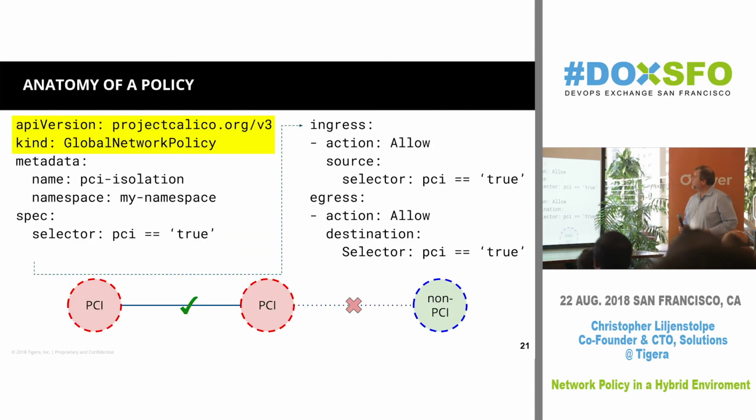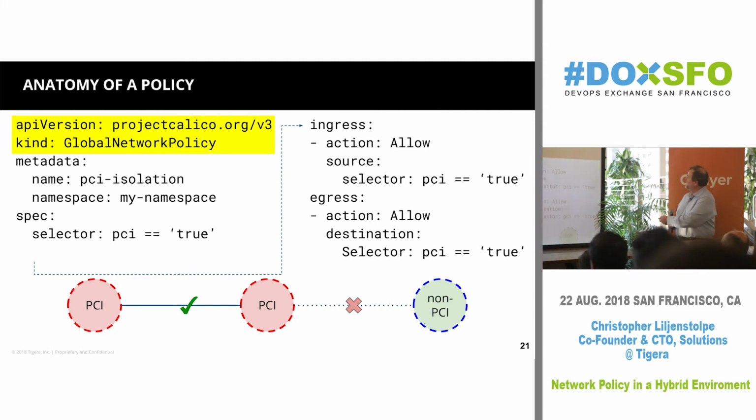So what does this look like? You have a network policy. It may run in a namespace. It may run cross-namespace if you're using Calico. It basically says any workload that's labeled PCI true, this policy will apply to.